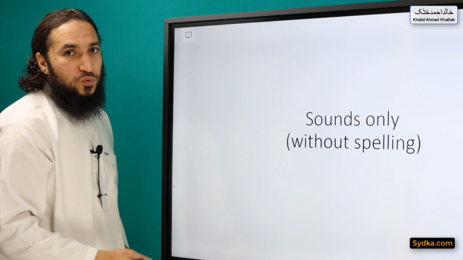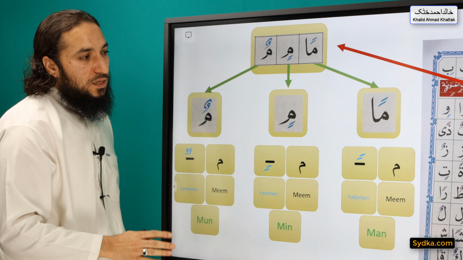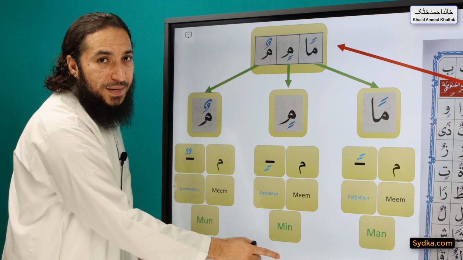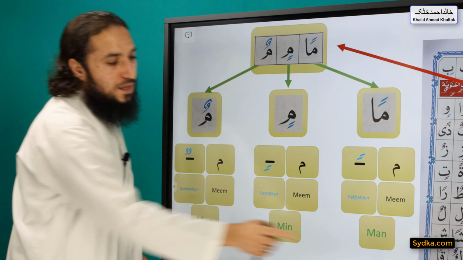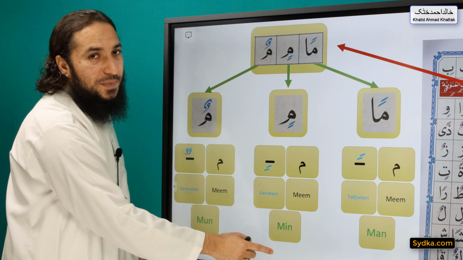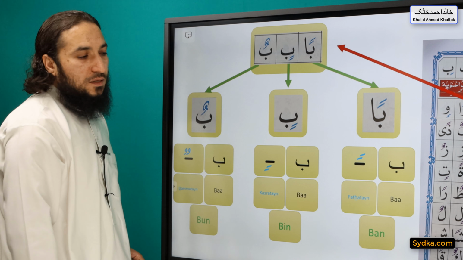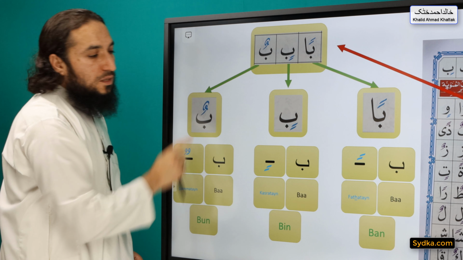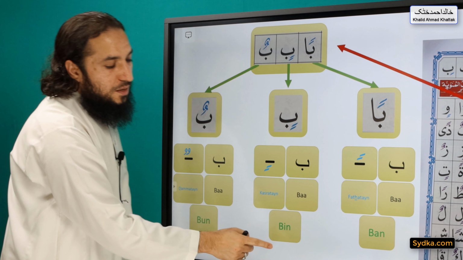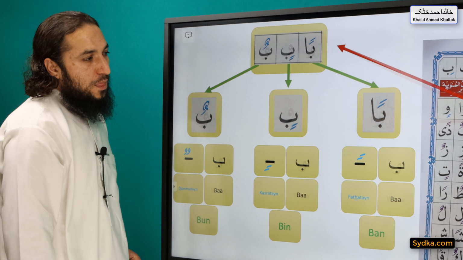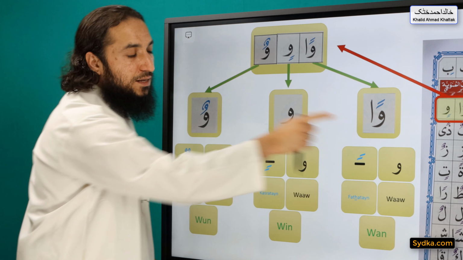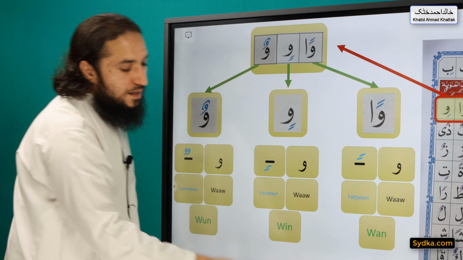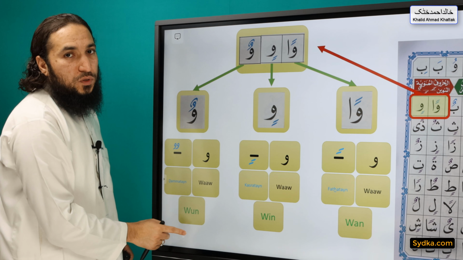So the next three slides would be sounds only without any spellings. Man, min, mun. Ban, bin, bun. Wan, win, wun.